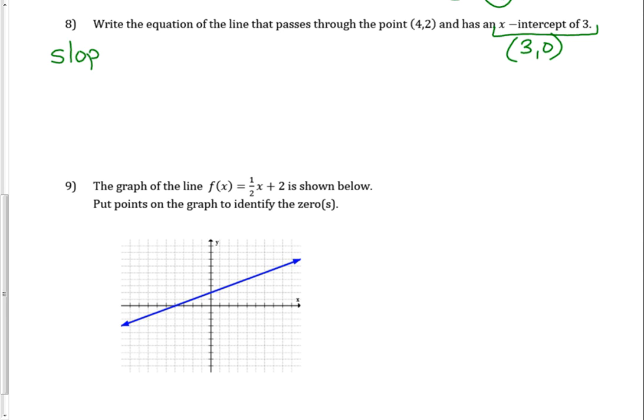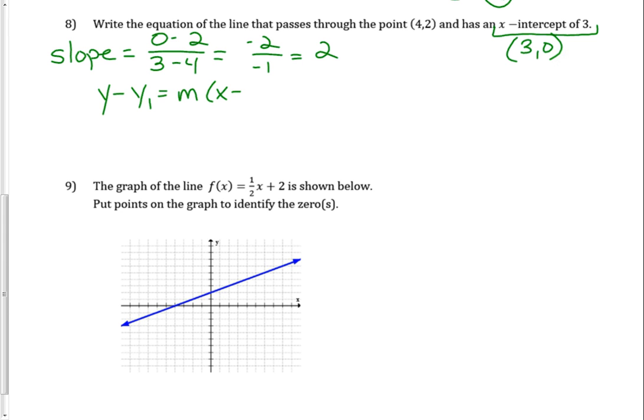Start by finding the slope. So y minus y over x minus x gives us negative 2 over negative 1, which simplifies to be positive 2. So then I want to use point-slope form. I'm going to use my first point, (x1, y1), so y minus 2 equals 2 times x minus 4. So this would be an answer in point-slope form.